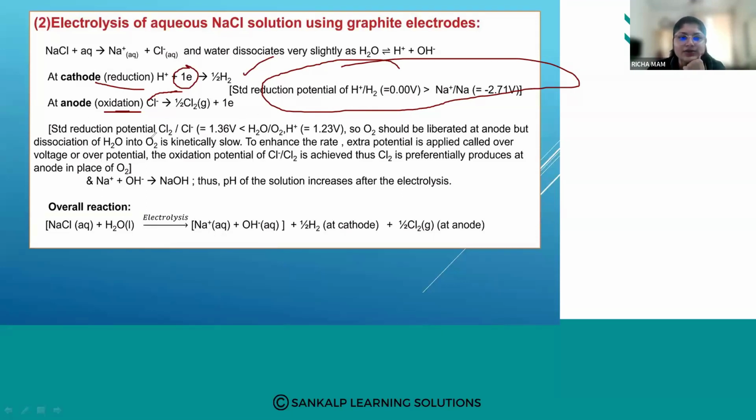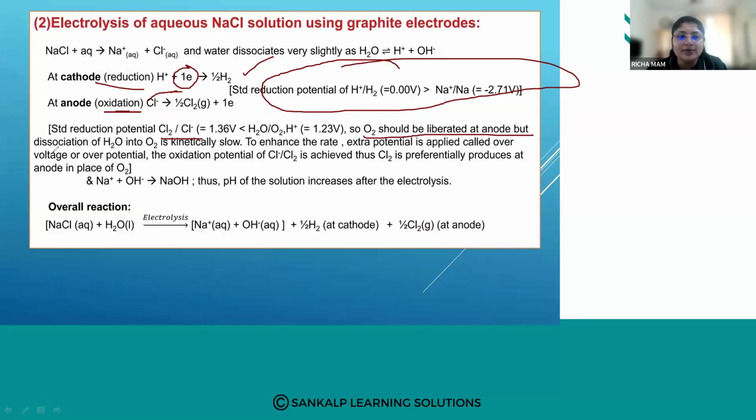Then when we compare the standard reduction potential of chlorine, it is 1.36 volts, which is greater than that of water and oxygen, which is 1.23 volts. So this is less, and O2 should be liberated at the anode. Whenever you have more than two ions, we consider the reduction potential values of those. So O2 should be liberated at the anode.